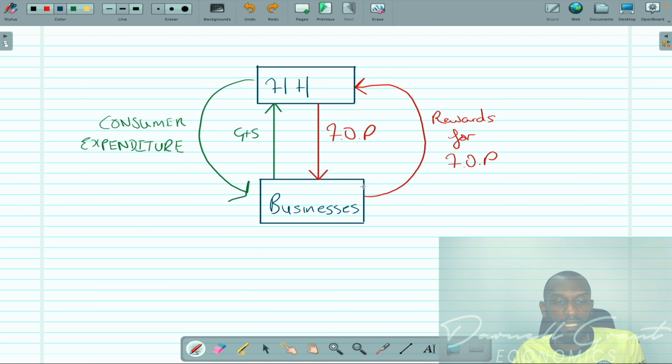Where we start this analysis is looking at the fact that businesses send to the households goods and services. Now, this doesn't just happen because businesses love society. This happens because households engage in something we call consumer expenditure. That is, they take their hard-earned dollars and spend on goods and services that they acquire in businesses. And if you look around your home, you will find items that were purchased by your family.